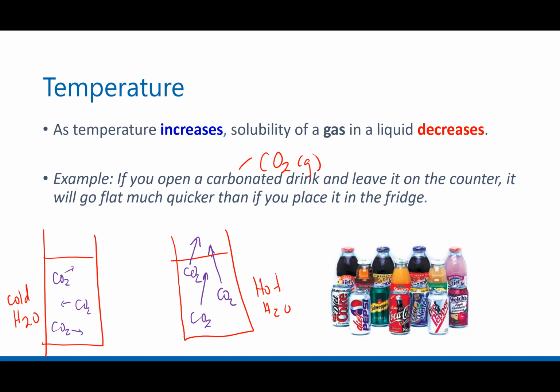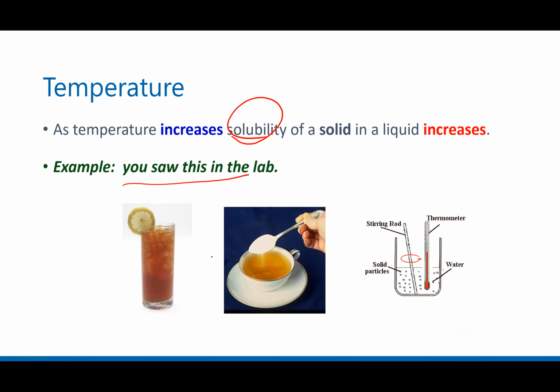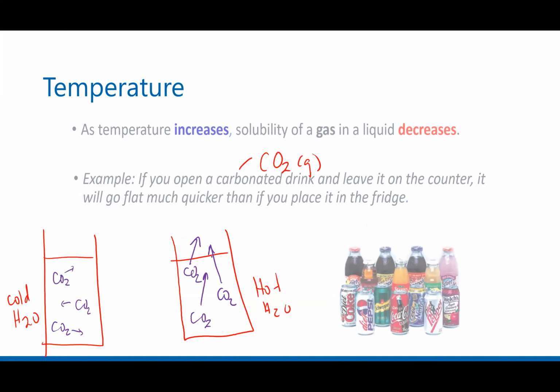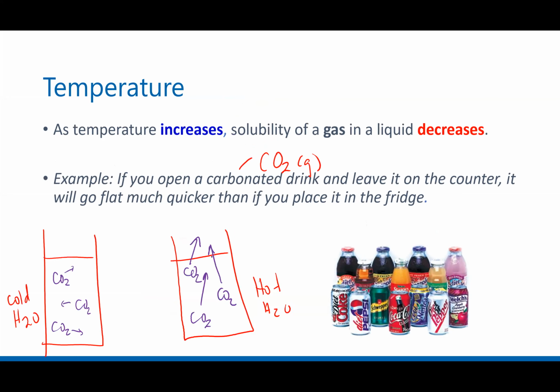So that is a little confusing when you think about solids. Just make sure you know the difference. When temperature increases, solids become more soluble. When temperature increases, gases become less soluble. All right, last part of today, pressure.